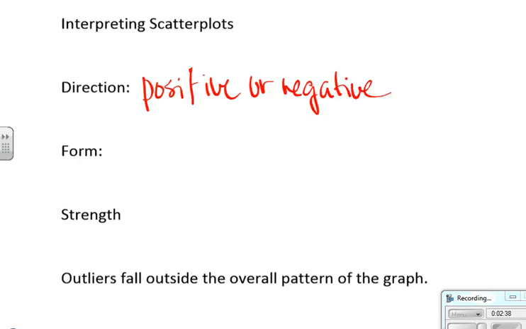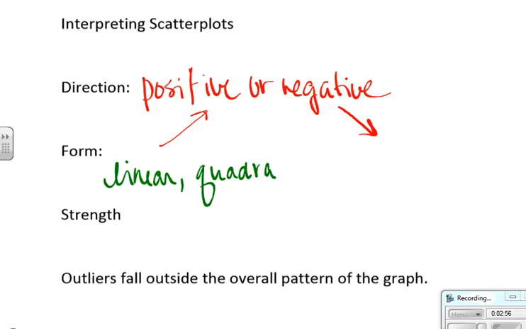Is the line going uphill? Is the line going downhill? Okay, positive or negative, same as the slope. Okay, form. Okay, is the data linear? Is it quadratic? In other words, does it make a parabola? Is it exponential? Is it logarithmic?